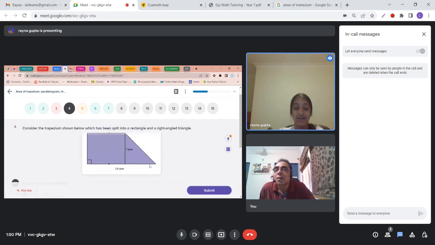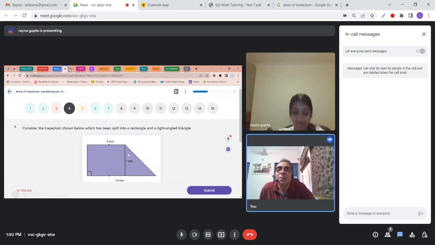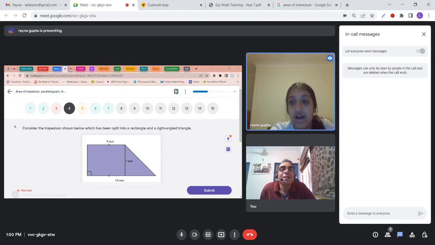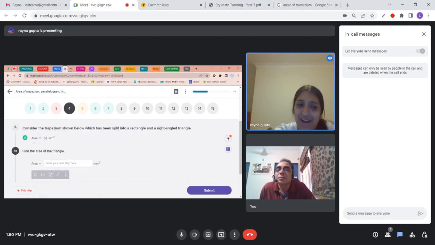Now find the area of the triangle. The area of a triangle is how much? Half into base times height. That will be 0.5 times 7 times... wait, how do you get the base? I know how to just break it down, 10 minus 3.5, okay, then this will be 7, and then you do this times 7, 24.5.